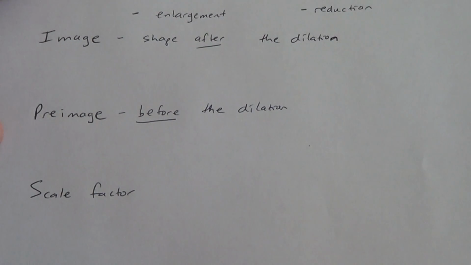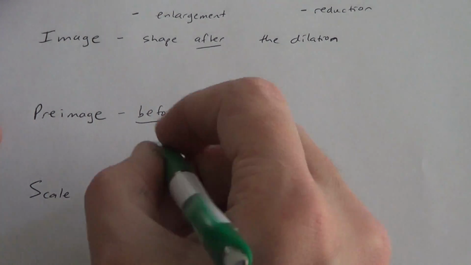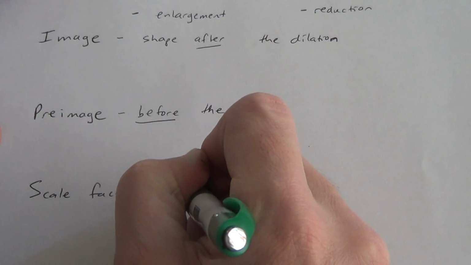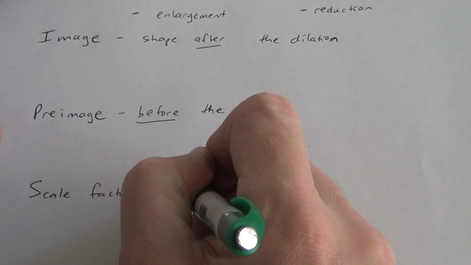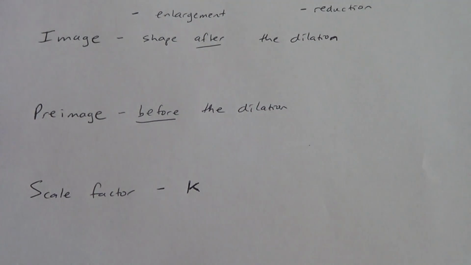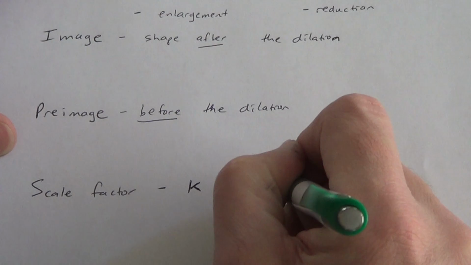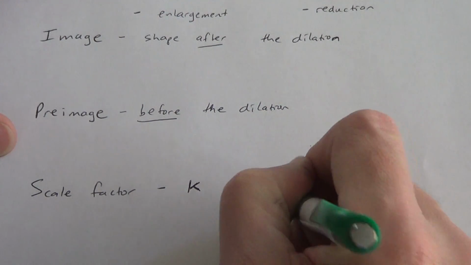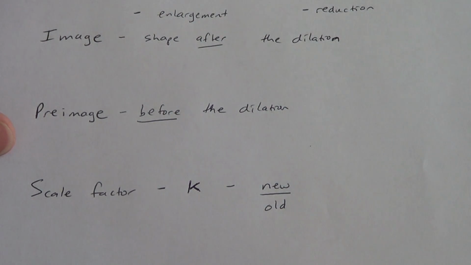Okay, scale factor. Now we talked about this in lesson 6.1. First thing I want you to know is they usually use the letter K when they're talking about scale factor. So if the book ever says find K, K isn't a variable like X or Y that we're solving for. It means find the scale factor. And keep in mind, it's always new over old. It's a fraction, and we reduce that fraction.